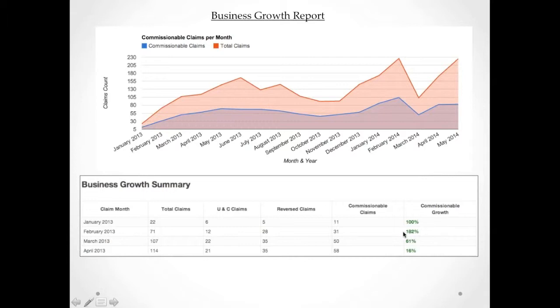Now, how did we calculate the commissionable growth percentage? You simply take the current month that you're looking at, and you take the difference between that and the prior month. So the difference between 31 and 11 is 20, and then you divide it by the prior month. So you divide 20 by 11, and then you multiply by 100, and that gives you 182% growth.